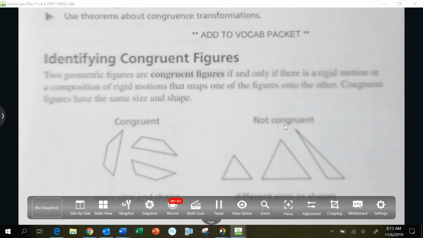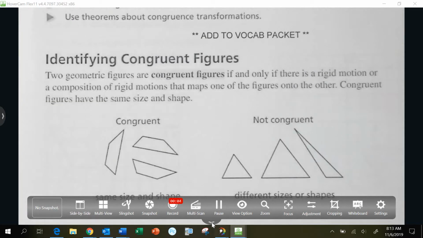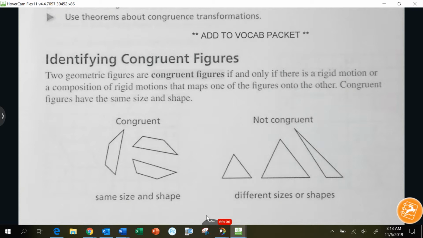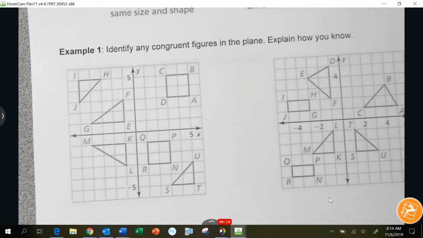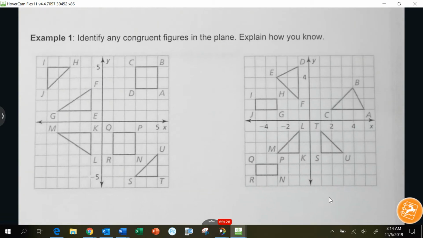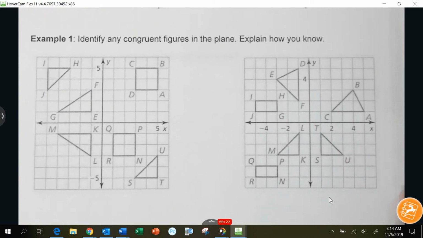All right, so here are some examples of figures that are congruent: same shape, same size. And not congruent: different sizes or shapes. We good with that? Okay. Then example 1, there are 2 different questions for example 1. Identify any congruent figures in the plane. Explain how you know.